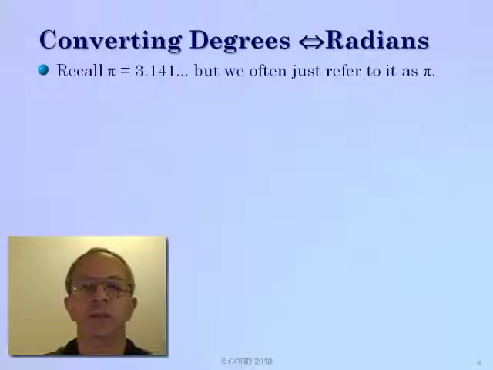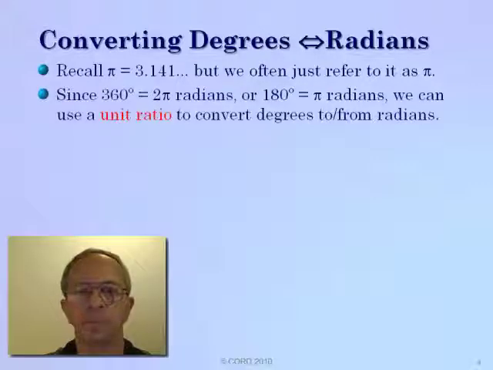Now, how do you convert between degrees and radians? Well, first of all, recall the value for pi is 3.1415926, and on it goes and goes. But we always just refer to it usually as 3.14 because 3 significant digits is usually enough. But here, it's more common when measuring angles to refer to it simply as pi. You don't even need to know the value for pi. Just need to know that it's pi.